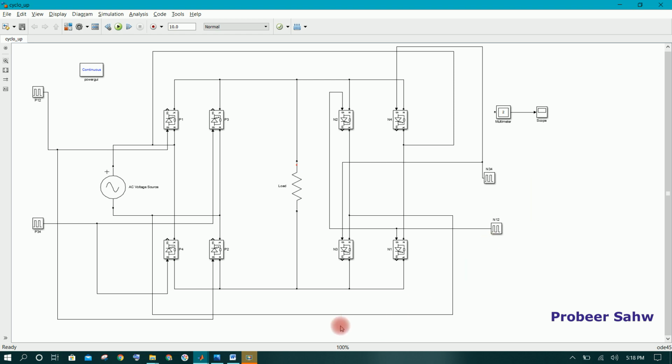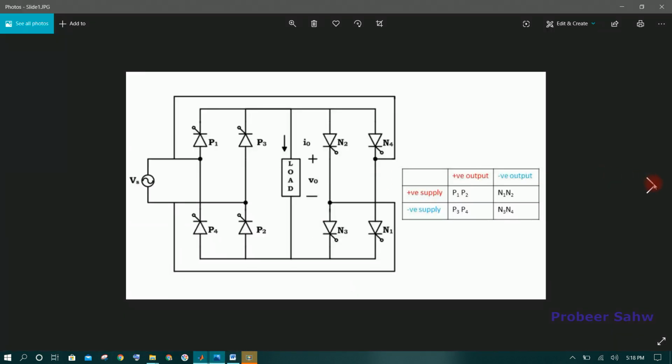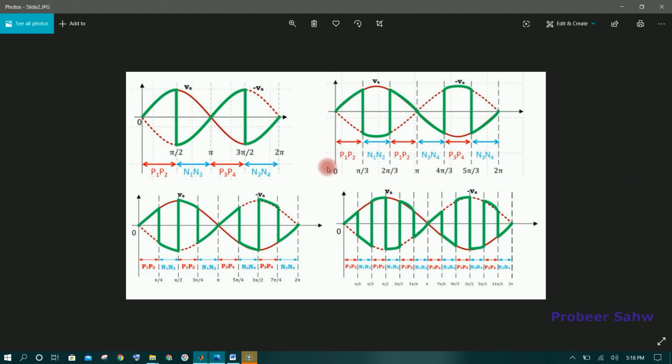Now let us see the outputs of cycloconverter step-up operation. We can see this is the output of step-up cycloconverter when output frequency is twice the supply frequency. This is for 3 times the supply frequency, 4 times the supply frequency, and 6 times the supply frequency. If this is the total time, then one set of thyristors will be on for 1 by nth time.